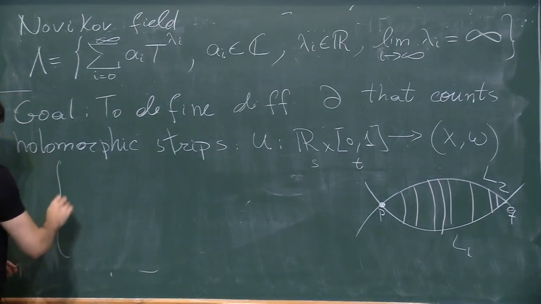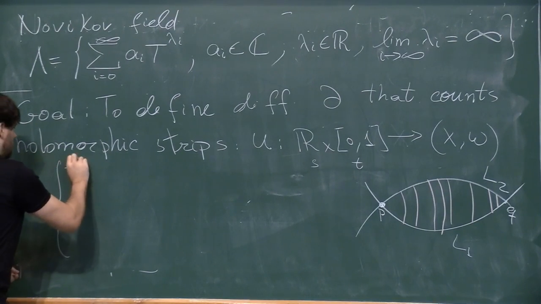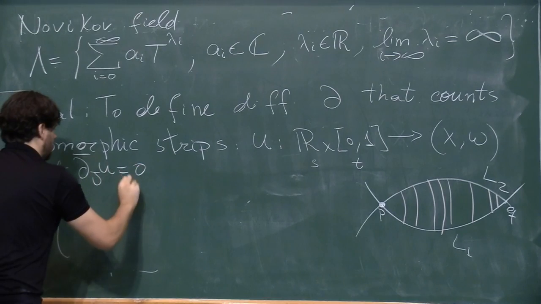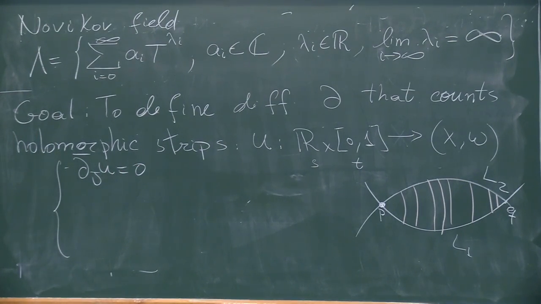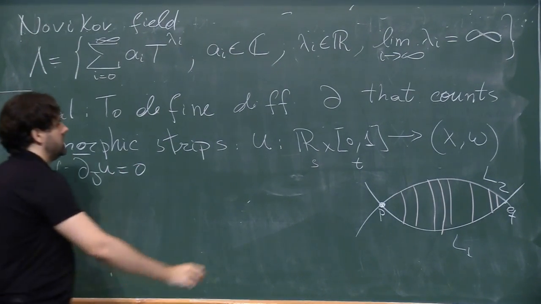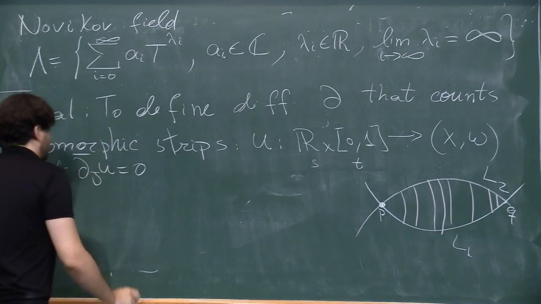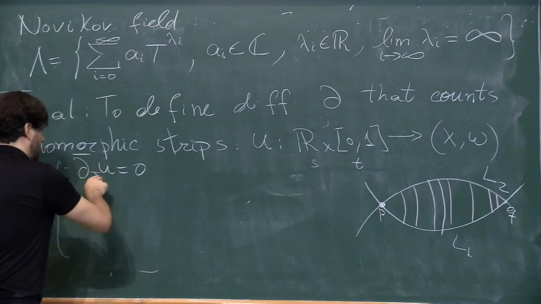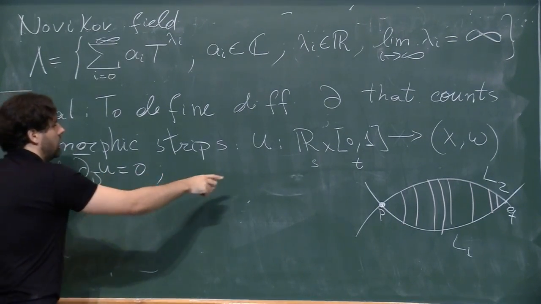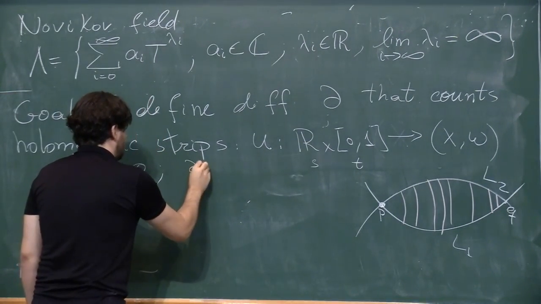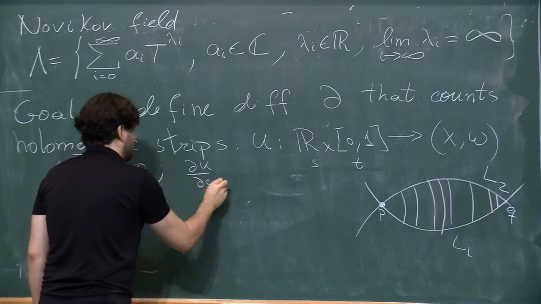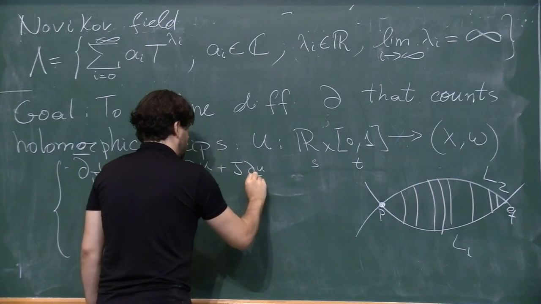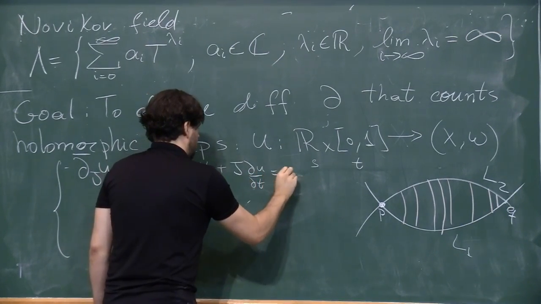So I think probably Gonzalo used this notation to say that, of course, here you have a standard complex structure. So u being holomorphic, well, with these coordinates, it just tells you that du/ds plus J du/dt needs to be zero.